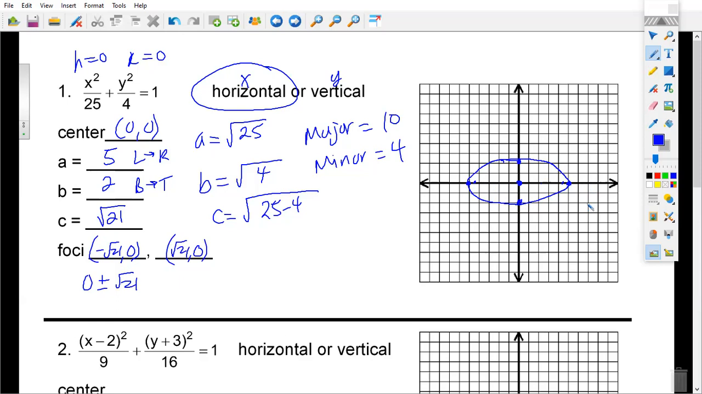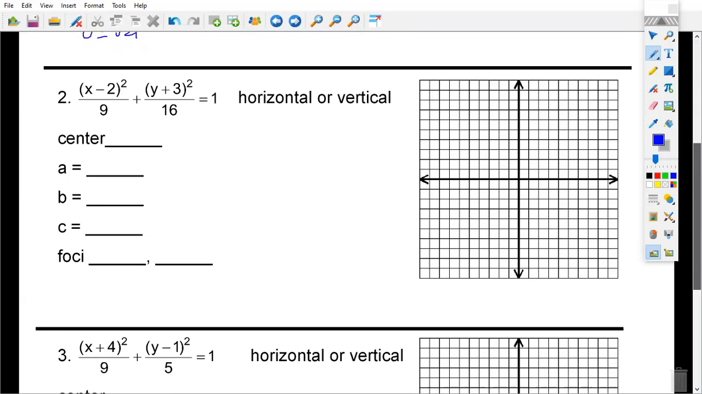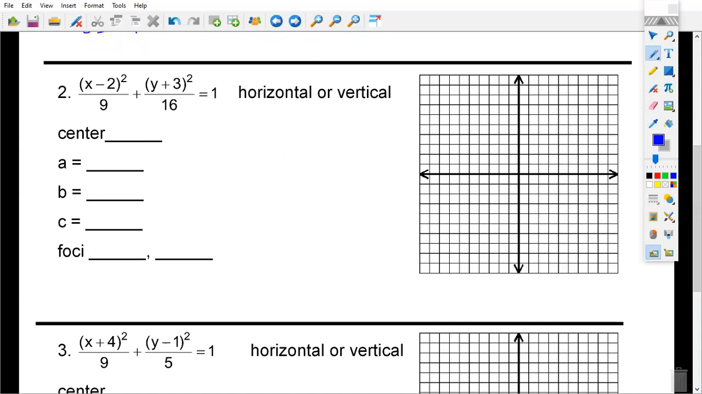Okay, we're going to do number 2, and then I'm going to let you do number 3, and then we're going to move on. All right, number 2. Determining first, is it horizontal or vertical? Vertical. Why is it vertical? There we go, the denominator under the y is greater than the x.